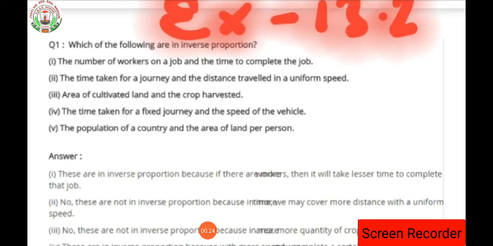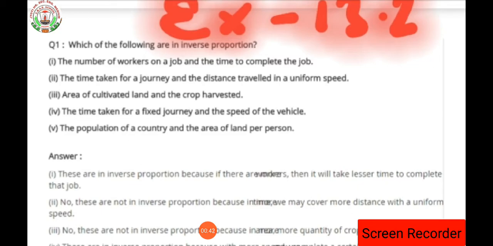So what do you mean by an inverse proportion? When a quantity is inversely proportional to another quantity, it is known as inverse proportion. Clear? So let's see how to solve this. Here is the first question of the exercise. Which of the following are in inverse proportion?